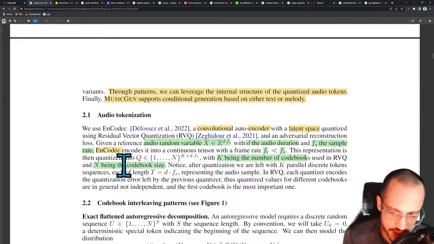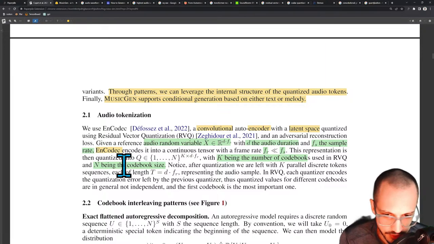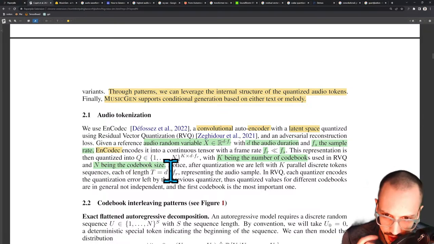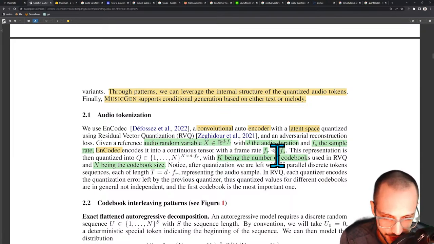Like if you were to grab a dictionary off your shelf, I don't even know if people have dictionaries anymore, but if you were to literally say, how many words are in this dictionary? It's like 24,000 words in this dictionary. That's the size of the codebook, right? And then K would be the number of dictionaries that you have, in my shitty analogy of dictionaries. After quantization, we are left with K parallel discrete token sequences. Right, so one for each codebook.